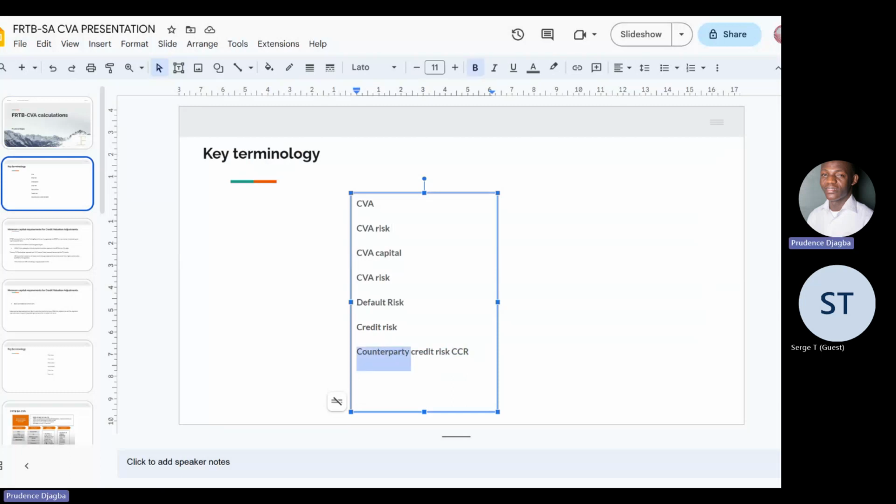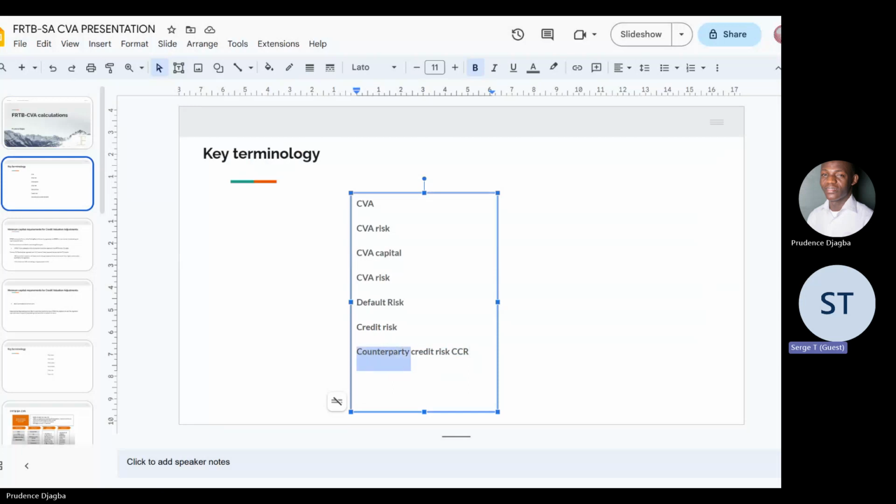And for the case, if we are in the counterparty credit risk, what does default risk mean? I thought that the CVA risk already takes the default into consideration. No, so see how you do.